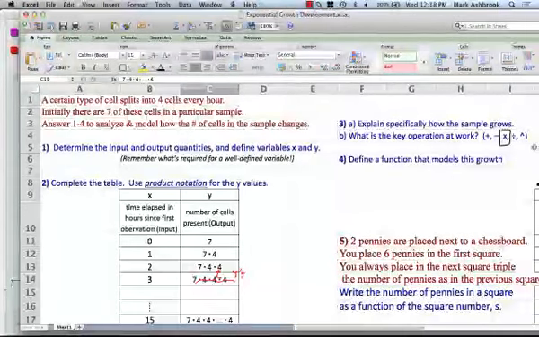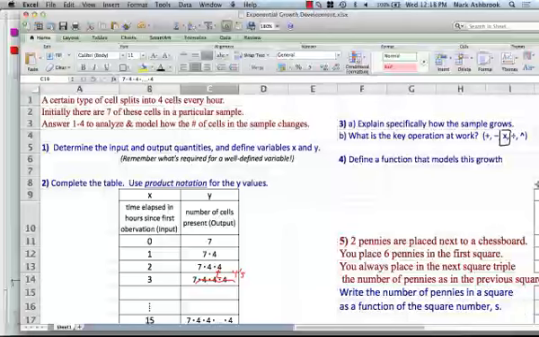Multiplication. We're always multiplying. And what gets multiplied? Does the output get multiplied or the input? What's getting multiplied, the time elapsed or the number of cells? Output, number of cells. And when you take a number of cells and multiply it by 4, what do you get? Do you get input or output?